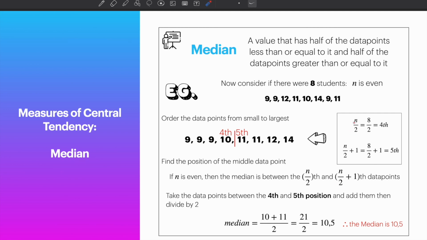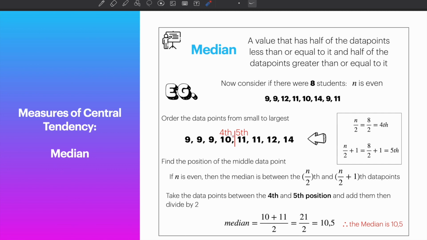Plug in the 8 into these two equations and you get 4 and 5. So in the fourth and fifth position, go back to your data that's been ordered from smallest to largest and count. So you have 1, 2, 3, 4, and 5. So these are the values that you must consider. So this is where your middle value will be sitting.